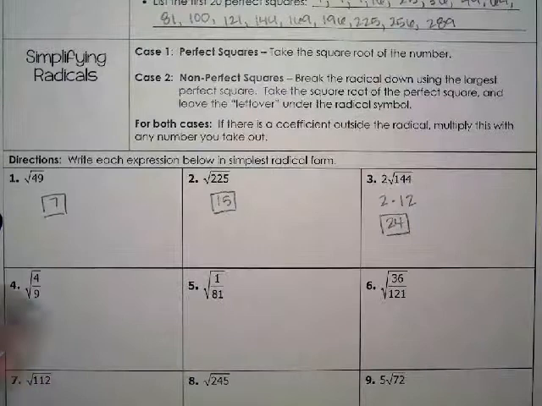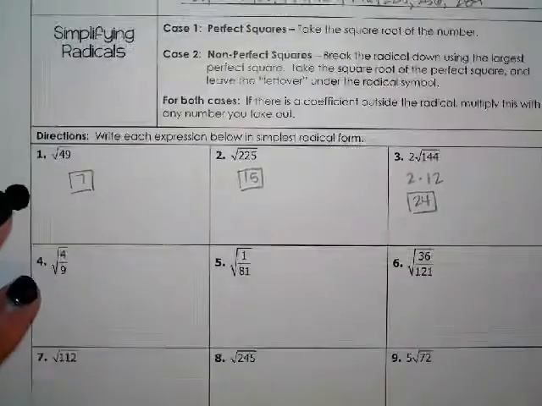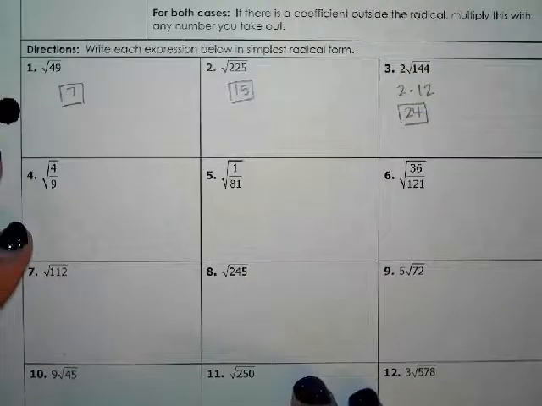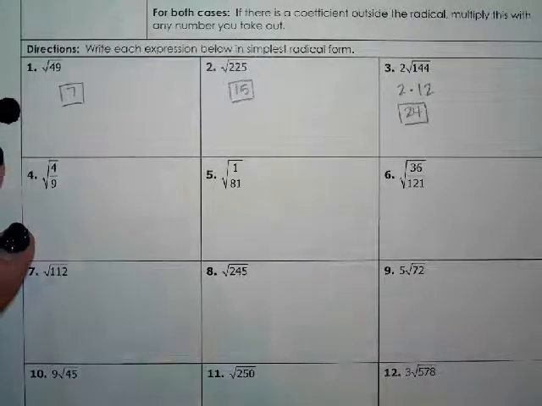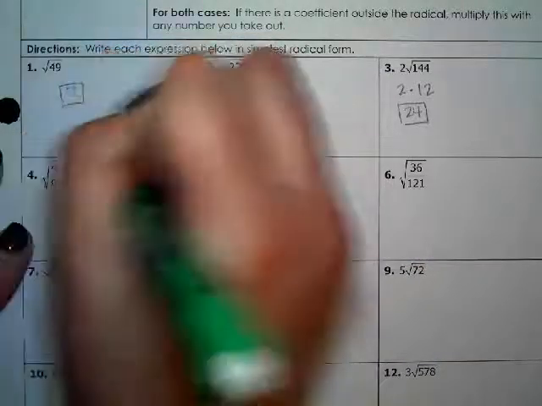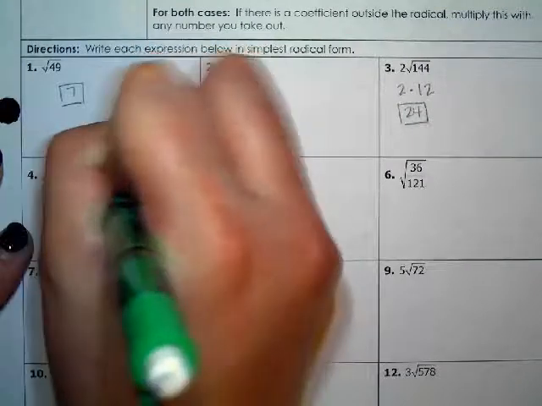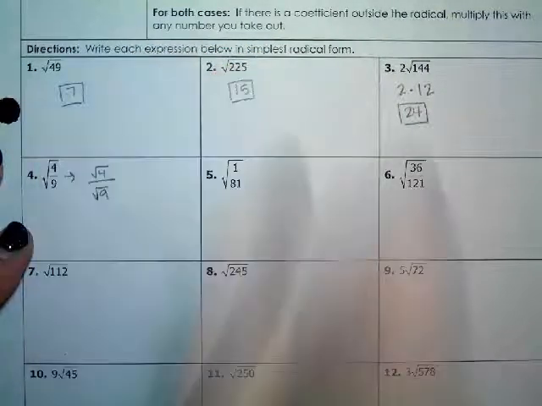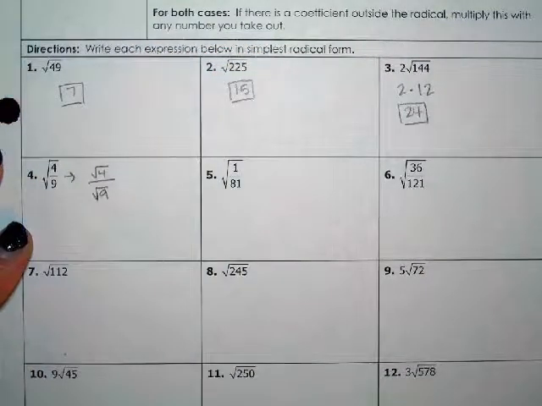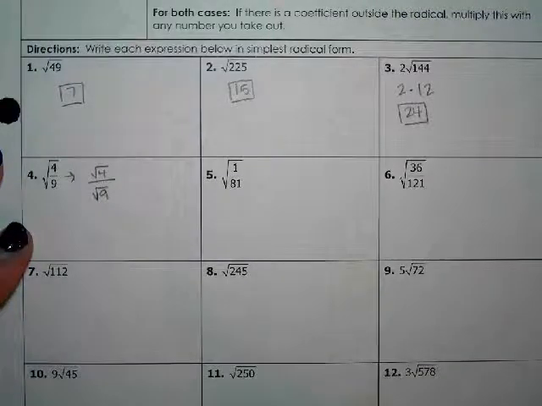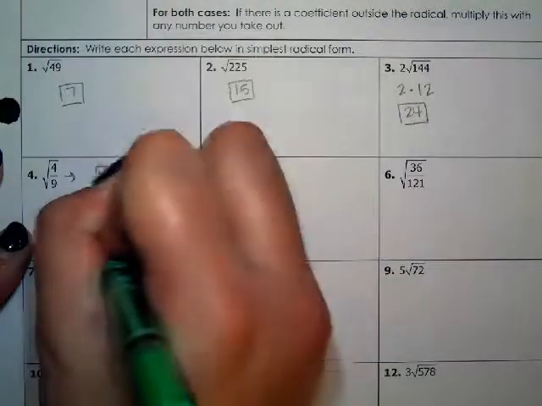Okay. Now, for a problem like number 4, we're just going to split the fraction. We're going to split the top. We're going to split the bottom. So this is the square root of 4 over the square root of 9. Oh, that's not so bad. The square root of 4 is 2. The square root of 9 is 3.